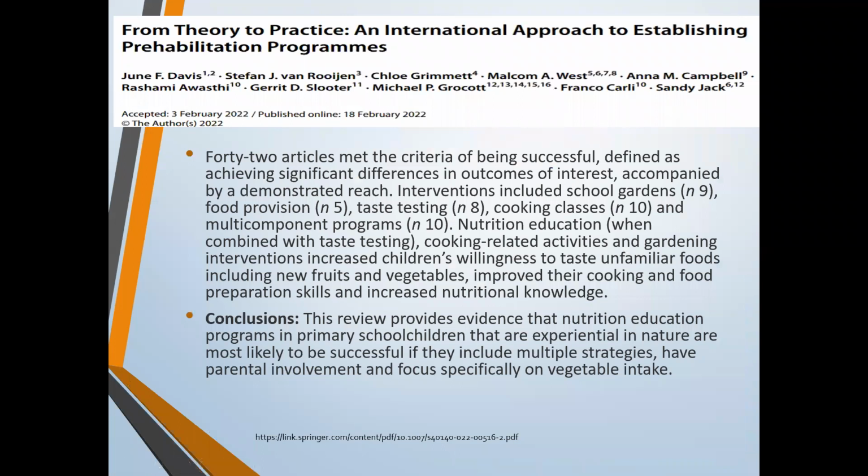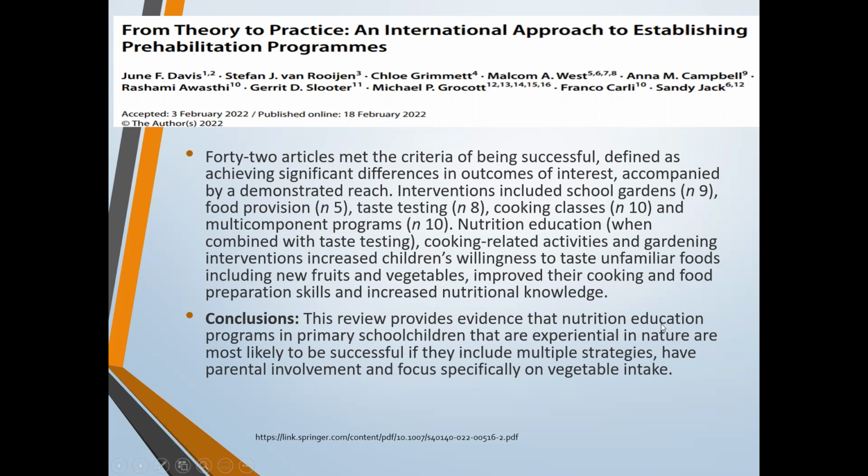So this is another article that was published recently, and it was a systematic review done to see an international approach to establishing pre-rehabilitation programs. This systematic review showed that there are several factors kept in mind, like interventions including school gardens, food provisions, taste testing, cooking classes, multiple component programs, nutrition education, and cooking-related activities, and gardening interventions in children must be done to build food preparation skills and increase nutritional knowledge.